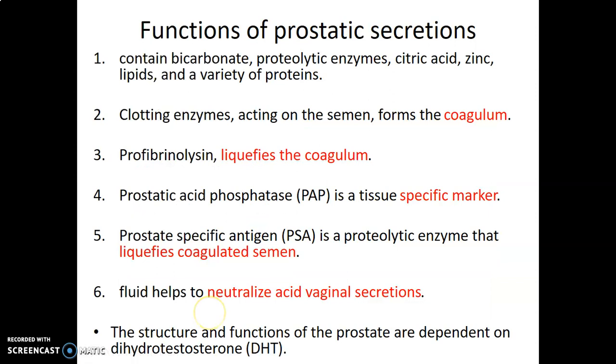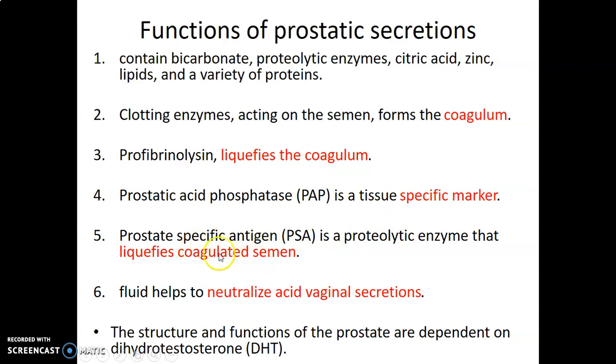What are the functions of the secretions of the prostate? It contains bicarbonate and proteolytic enzymes, citric acid, zinc, lipids, and a variety of proteins. We also have clotting enzymes that act on semen to form coagulum. We have profibrinolysin that liquefies the coagulum. We have prostatic acid phosphatase, which is a tissue-specific marker. We have prostate-specific antigen, which is a proteolytic enzyme that liquefies the coagulated semen.